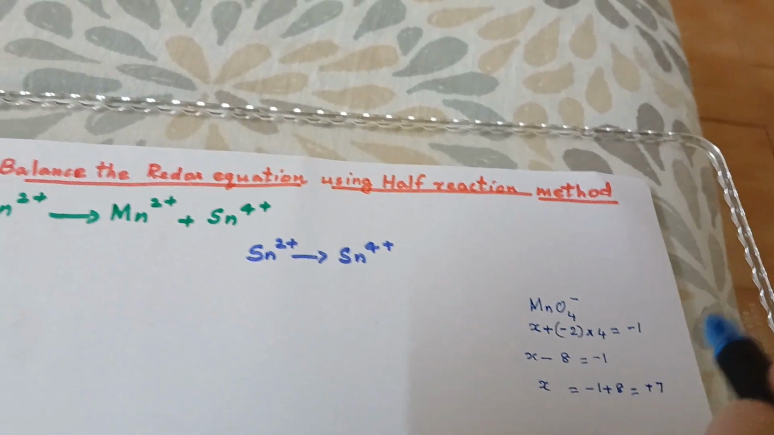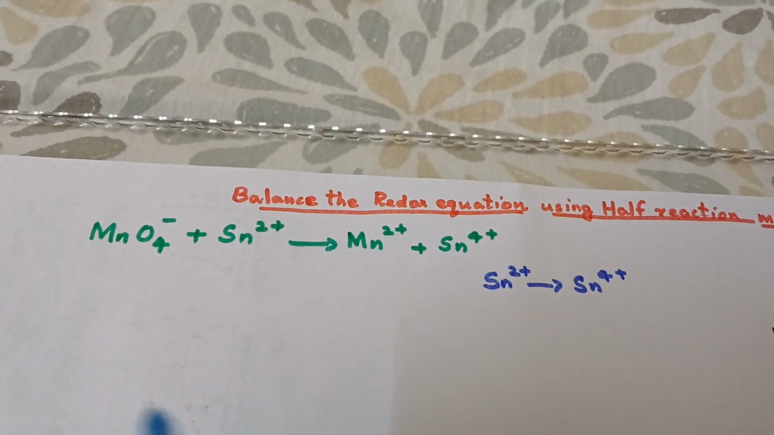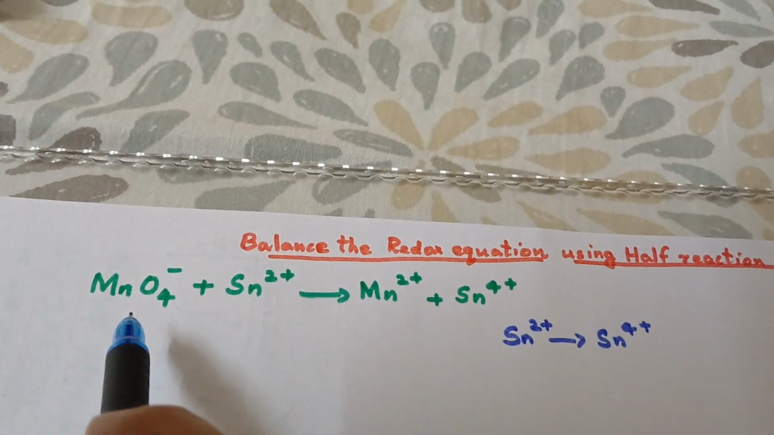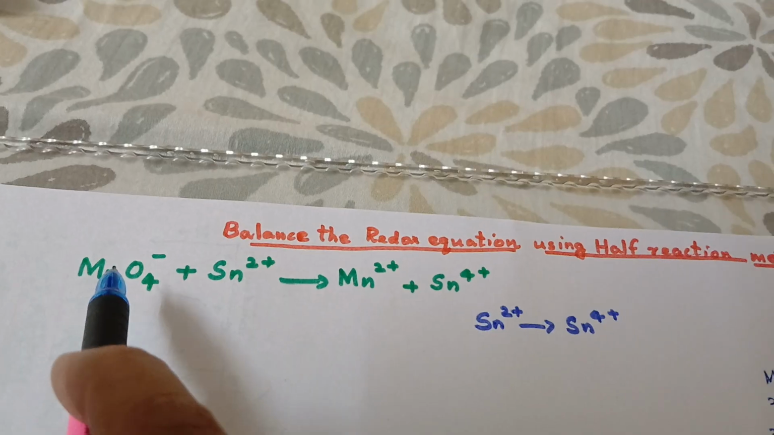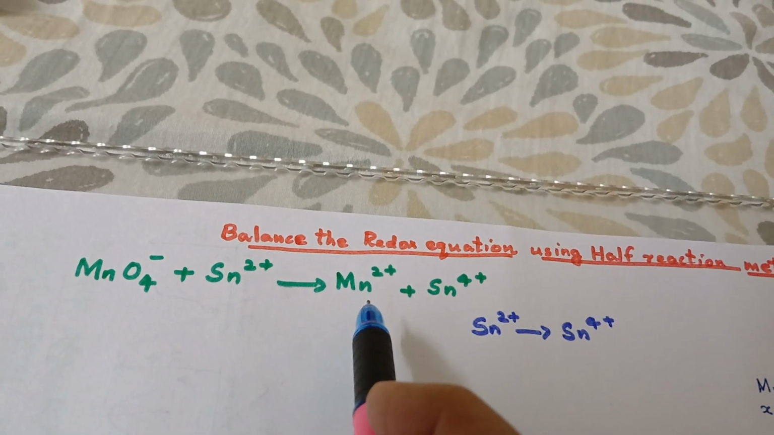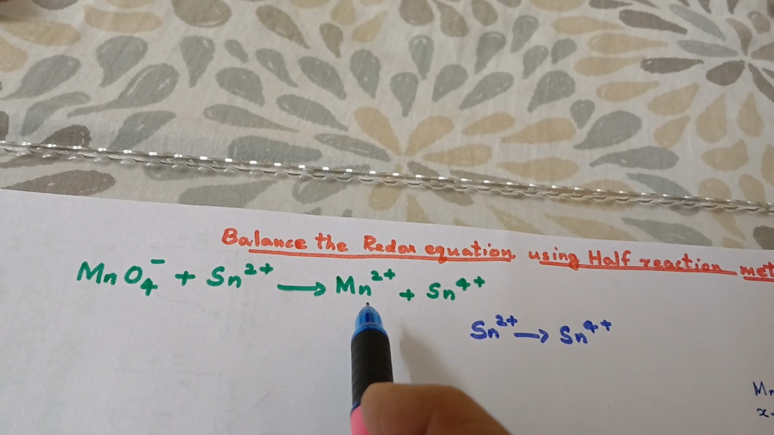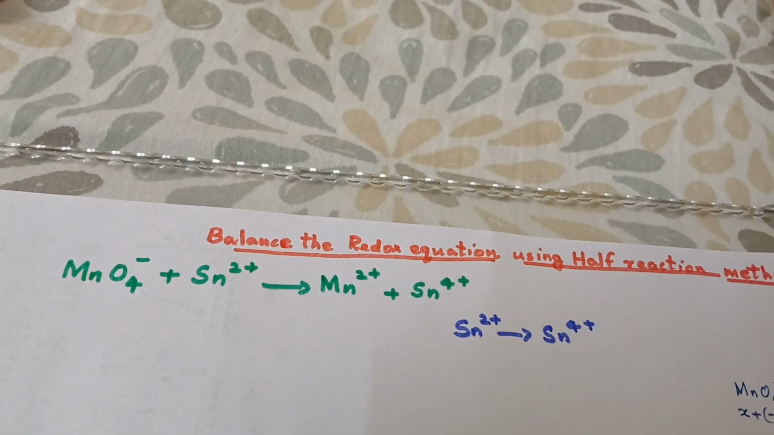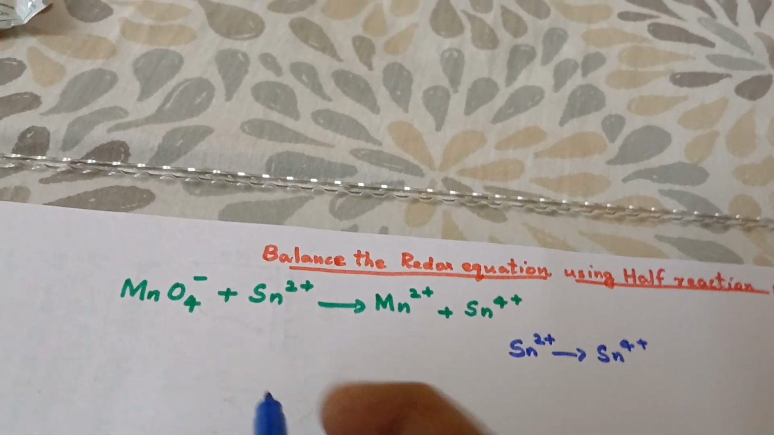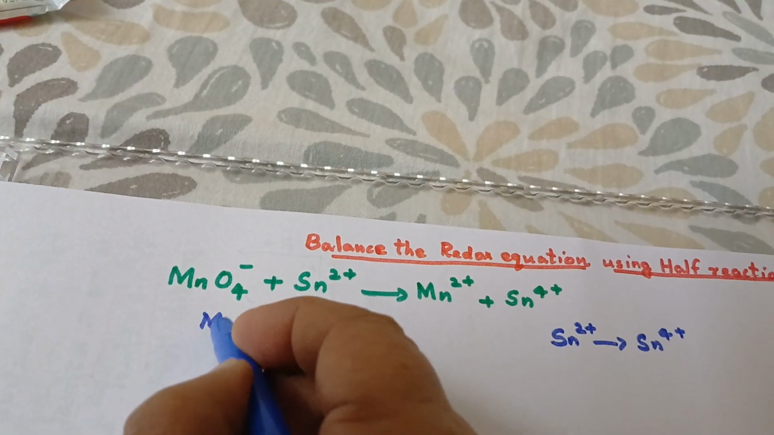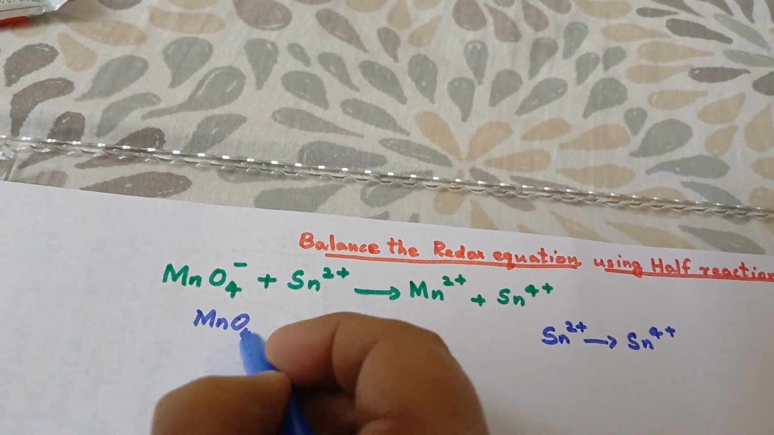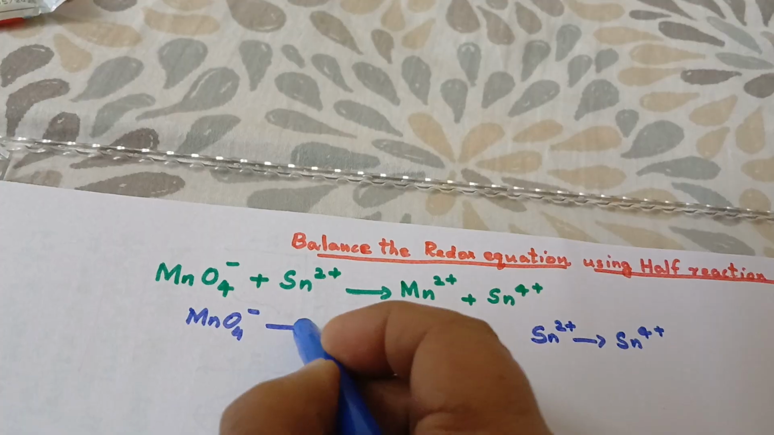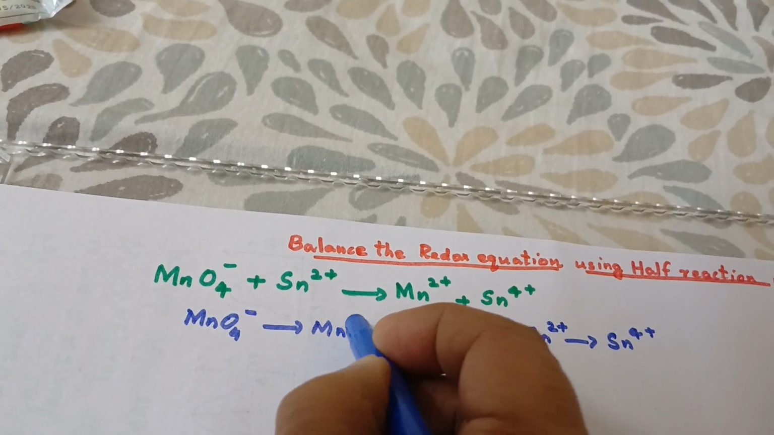So there is a change in oxidation number from plus 7 in MnO4⁻ for manganese to plus 2. So that means it is getting decreased. So that is the reduction reaction. That is MnO4⁻ giving Mn²⁺.